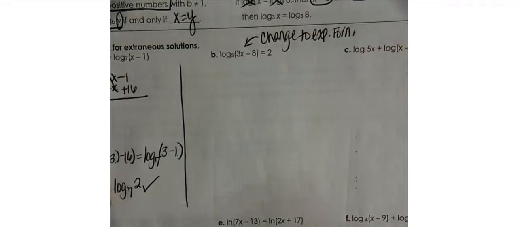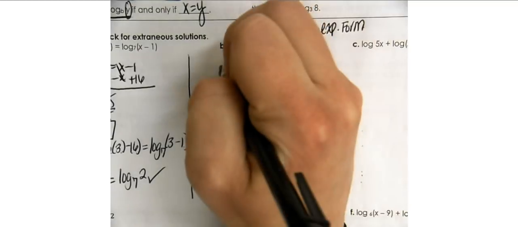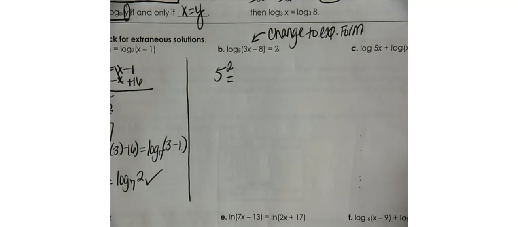We change it to exponential form whenever there is not a log on both sides and your logarithm is alone. What I mean by alone is that there's no addition or subtraction or multiplication or division on the outside of it. So changing it to exponential form, my base is 5, my exponent is my answer, so that's going to be 5 squared is equal to 3x minus 8.